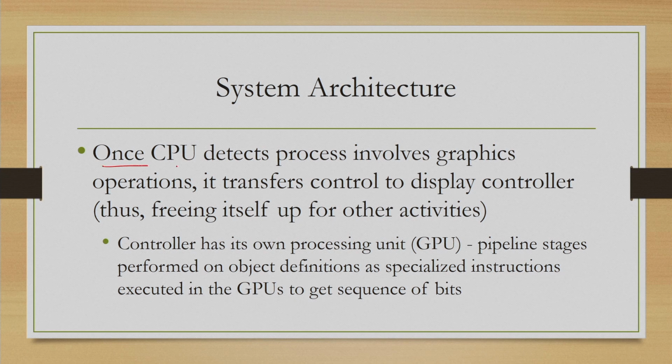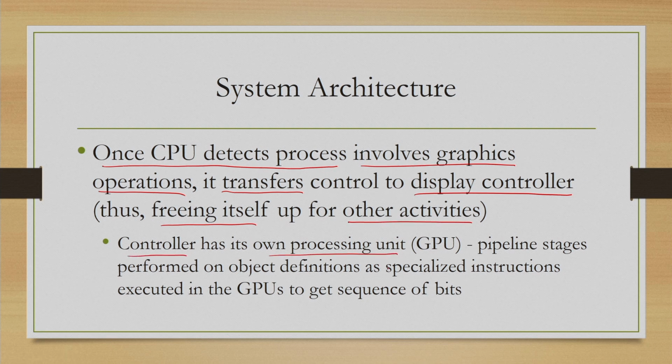Once the CPU detects that the process involves graphics operations, because here display is involved, it transfers the control to the display controller. In other words, it frees itself from doing graphics related activities so that it can perform other activities. Now, the controller has its own processing unit separate from the CPU, which is called the GPU or graphics processing unit. We will learn in more detail about the GPU in a later lecture.